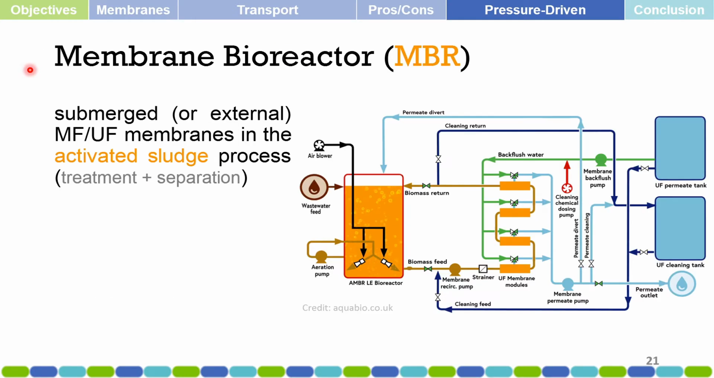There's another specific application of microfiltration and ultrafiltration membranes, which is the membrane bioreactor. This is when these membranes are applied in the activated sludge process of biological wastewater treatment. They can be submerged inside the bioreactor or external to the bioreactor. The membrane bioreactor process combines the treatment and the separation process. In doing so, it allows for a more compact process, so it removes the need for the building of clarifiers.